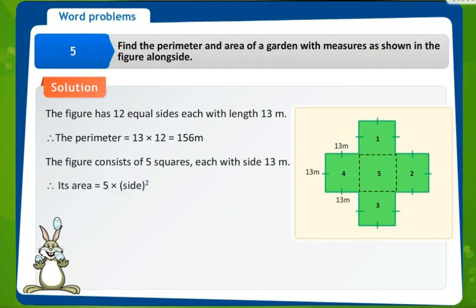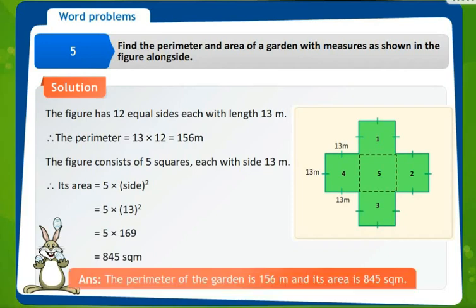Okay, there are 5 squares. So its area is side square, but there are 5 squares, so multiply by 5. 5 into 13 square. 13 square is 169. 5 into 169 is equal to 845 square meter. So you can see perimeter of the garden is 156, but its area is 845 square meter.